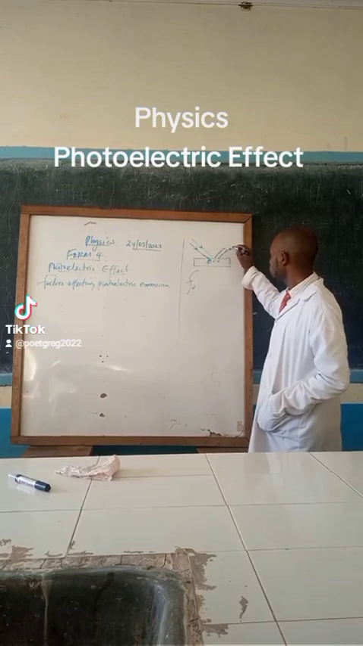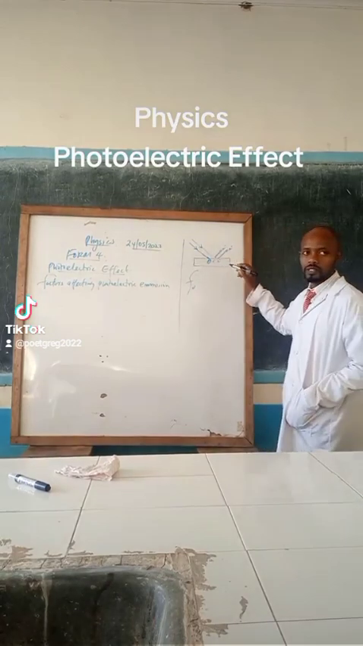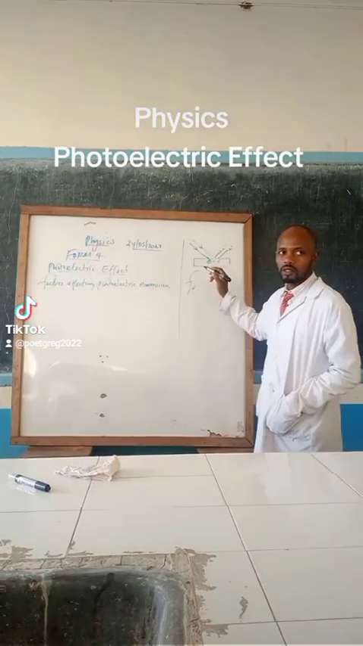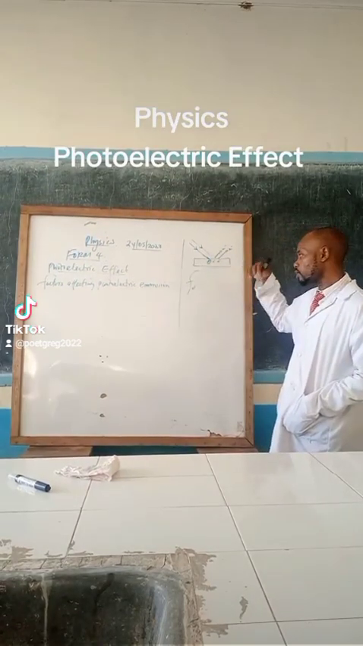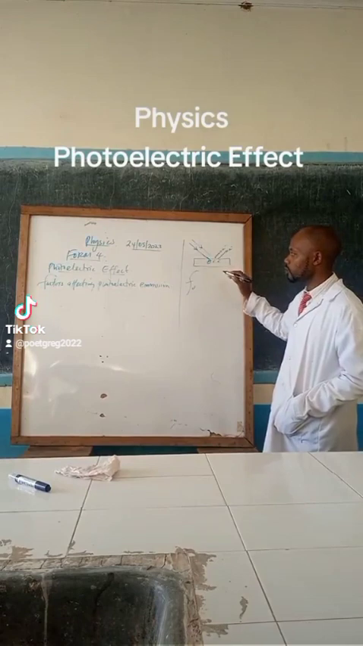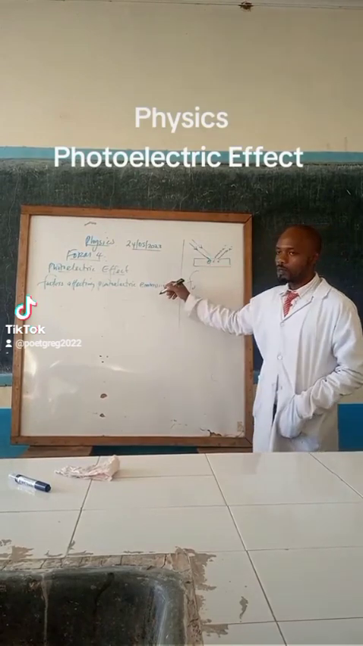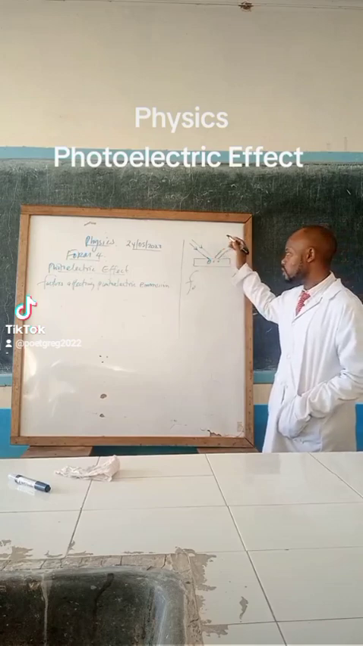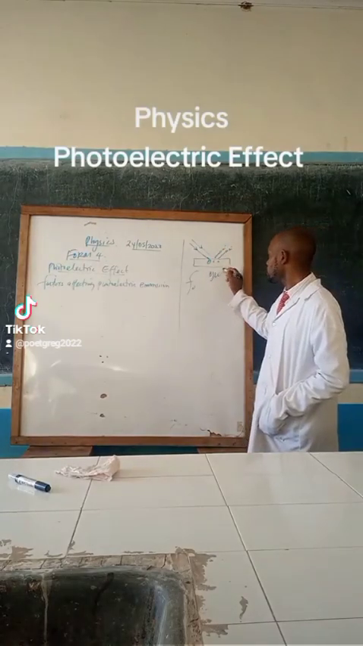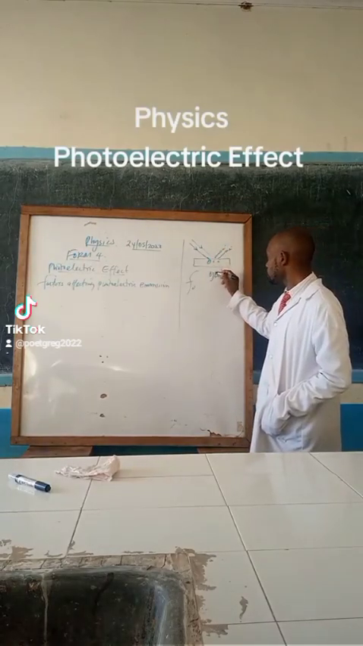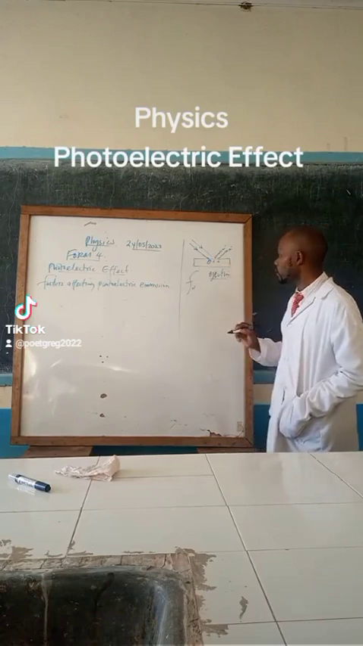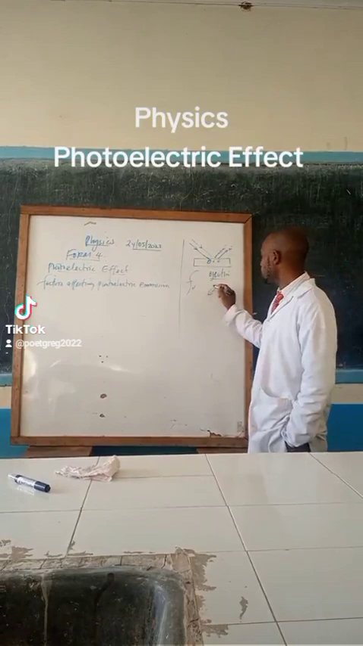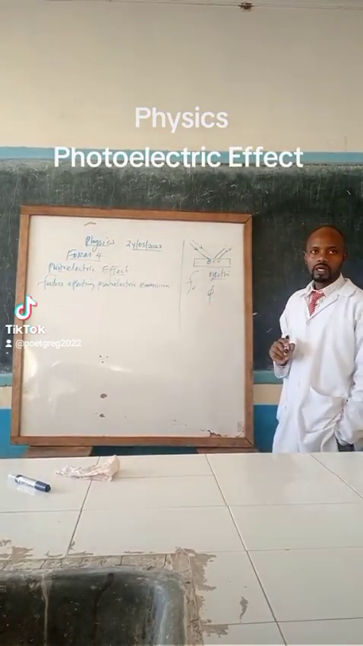So those now are the ejected electrons out of the metal surface, and that is what we call photoelectric emission or photoelectric effect. The general term is photoelectric effect. To emit is to cause the electrons to move out of the metal surface. So we talk now about ejection of electrons. From there, we also talked about the work function.